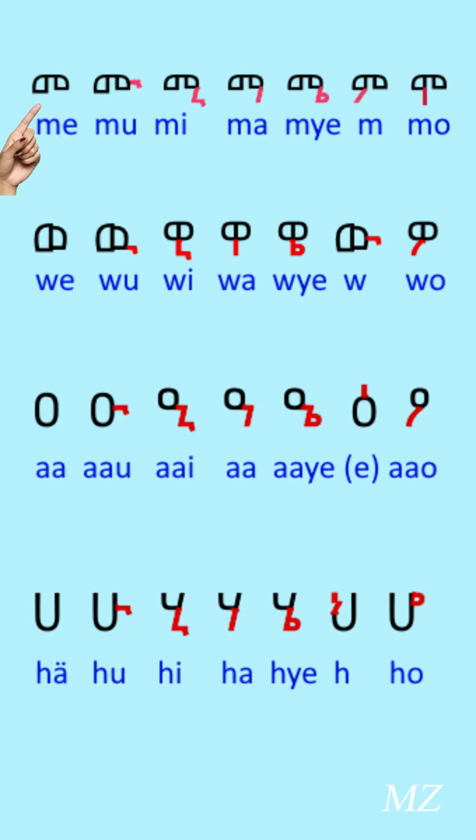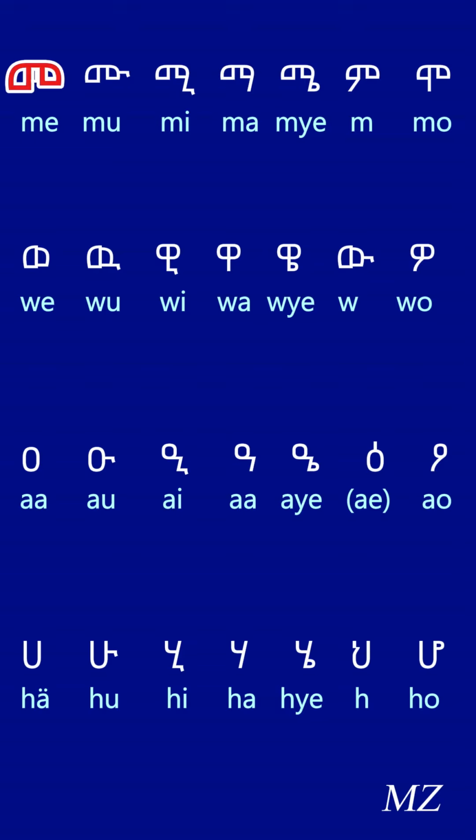Me, mu, mi, ma, mie, me, mo. We, a, ha. Me, mu, mi, ma, mie, me, mo. We, wu, we, wa, we, wo.